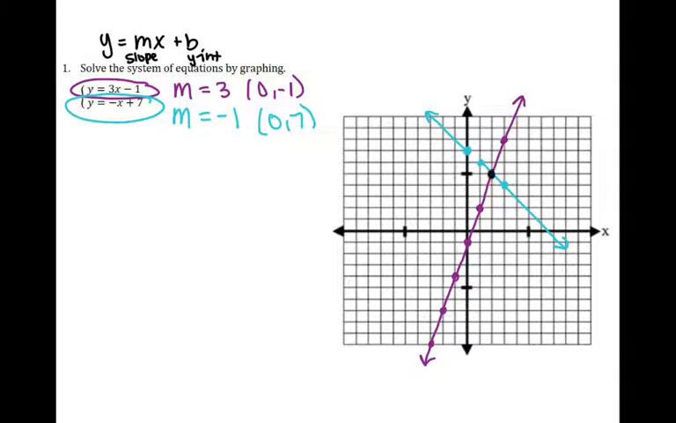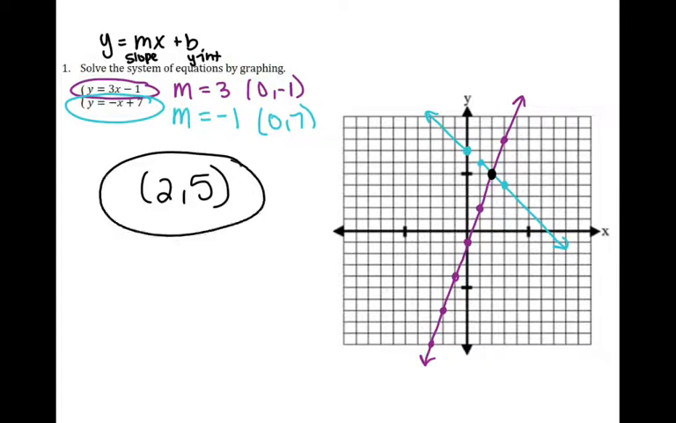So here is the intersection point, and that is going to be your solution to the system. So writing down that ordered pair is 2, 5. So there is your answer for number 1.